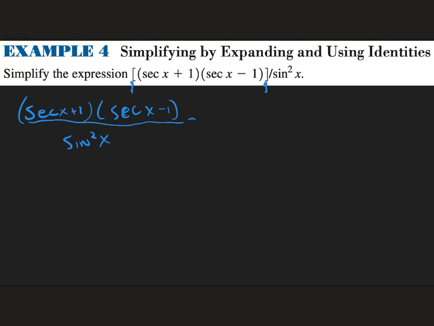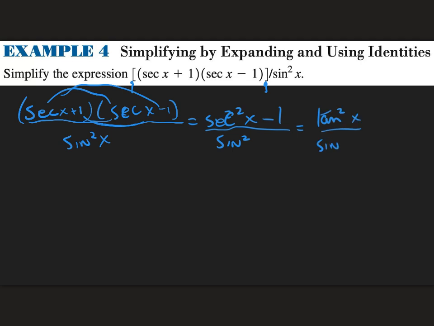Our next step, let's multiply these by double distribution. We get secant squared x minus 1 over sine squared x. Okay, our square identities tell us that secant squared minus 1 is tangent squared. So we got the tangent squared over the sine squared.